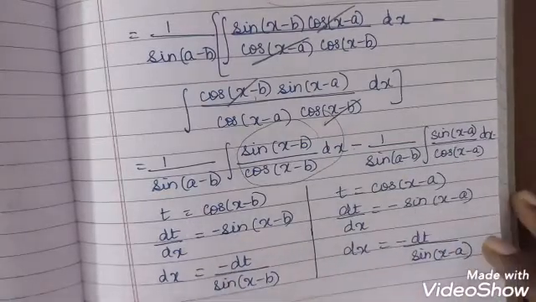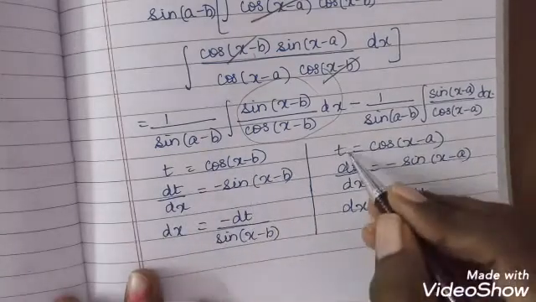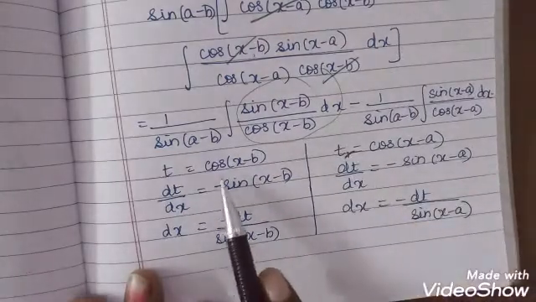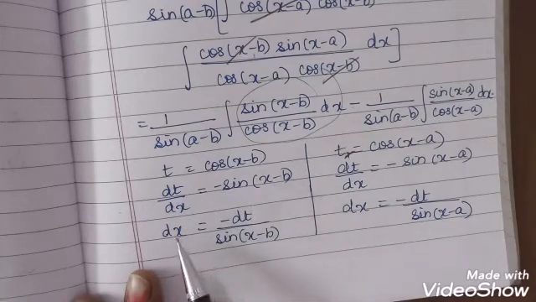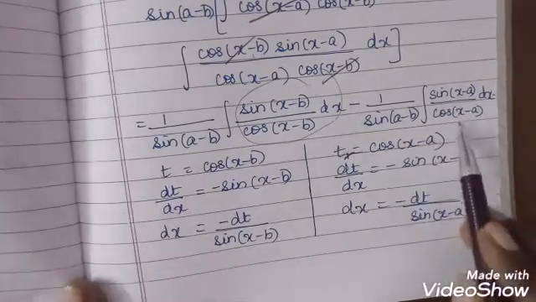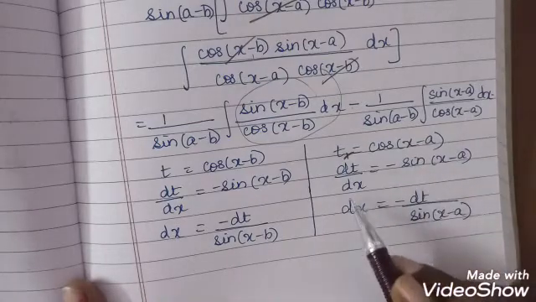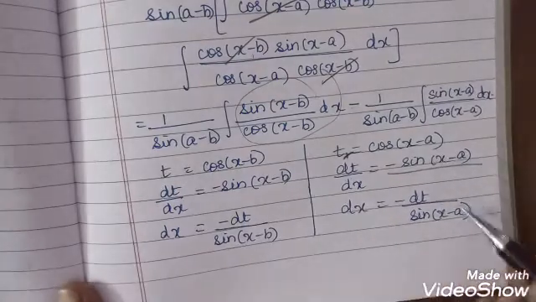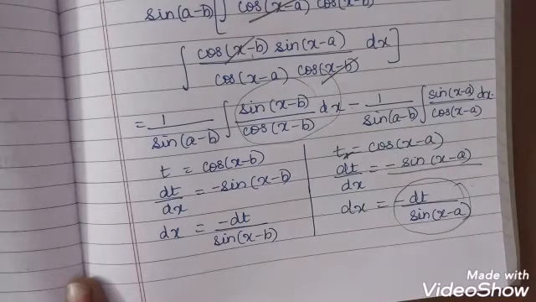So I have just taken both here. Since you have two substitutions, I have done it simultaneously. Put t is equal to cos of x minus b. If you want, you can put this as t1 or something like that if it's confusing, but I have just taken both to be t. dt by dx is equal to minus sine of x minus b. Your dx is equal to minus dt divided by sine of x minus b. The same way here also, you get t equal to cos of x minus a, dt by dx is equal to minus sine of x minus a. So what is your dx equal to there? It's minus dt divided by sine of x minus a.